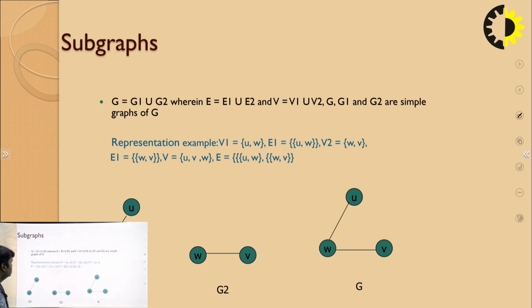G equal to G1 union G2 means we take the union of two subgraphs, then we will get a graph. If there is a graph of vertices U and V and another graph of vertices W and V, then the common vertex is V, and we connect W to U and W to V. Then this is the union of G1 and G2. We can say that G1 and G2 are subgraphs of G.